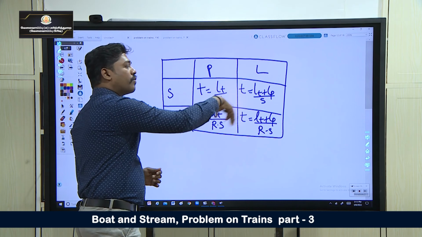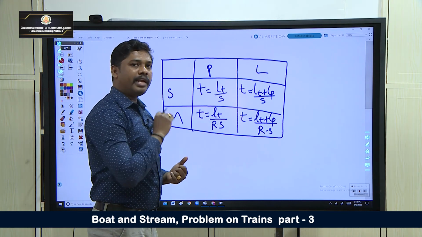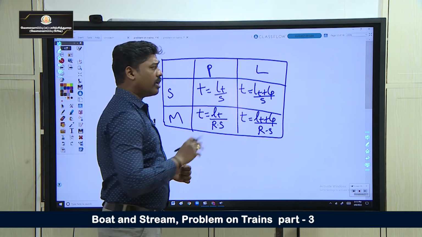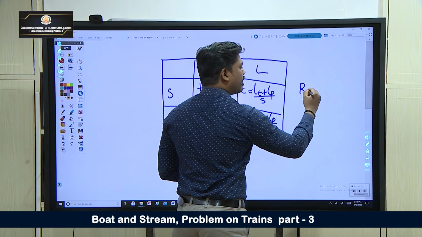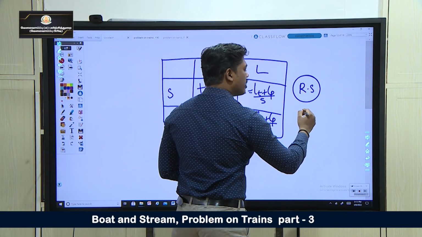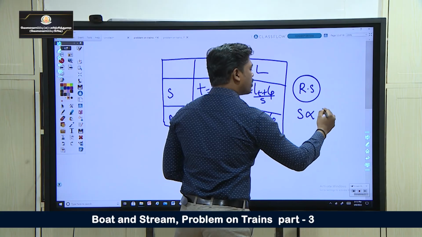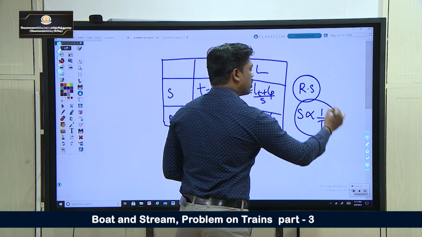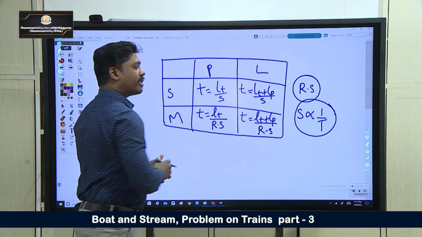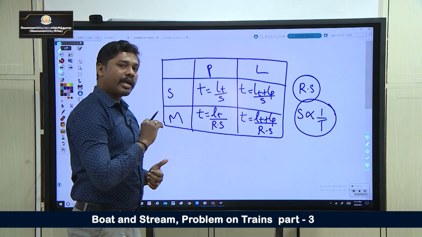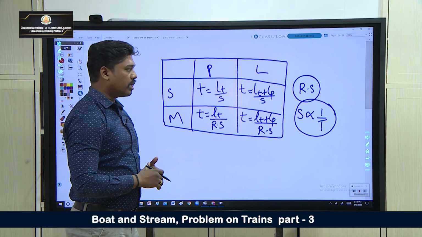So using these 4 formulas, we can solve any kind of question on problems on trains. We have to know the relative speed concept, and the concept that speed is inversely proportional to time. So based on these 3 concepts, we can solve any problems on trains.